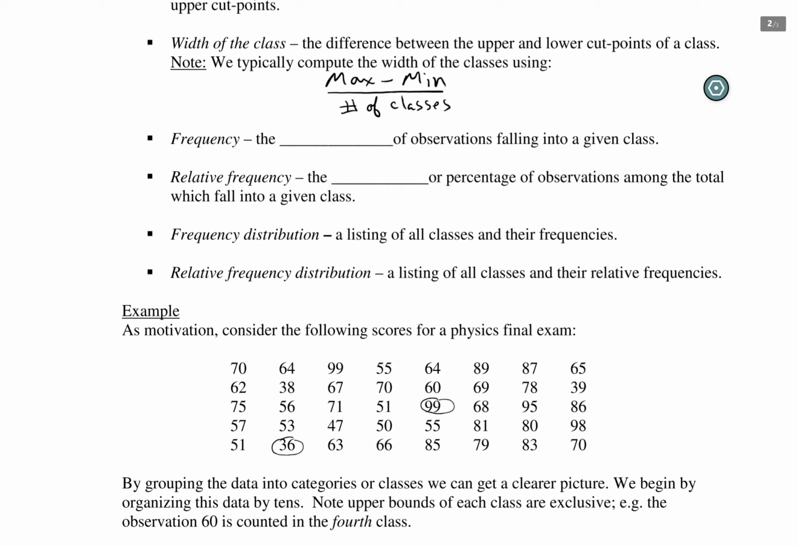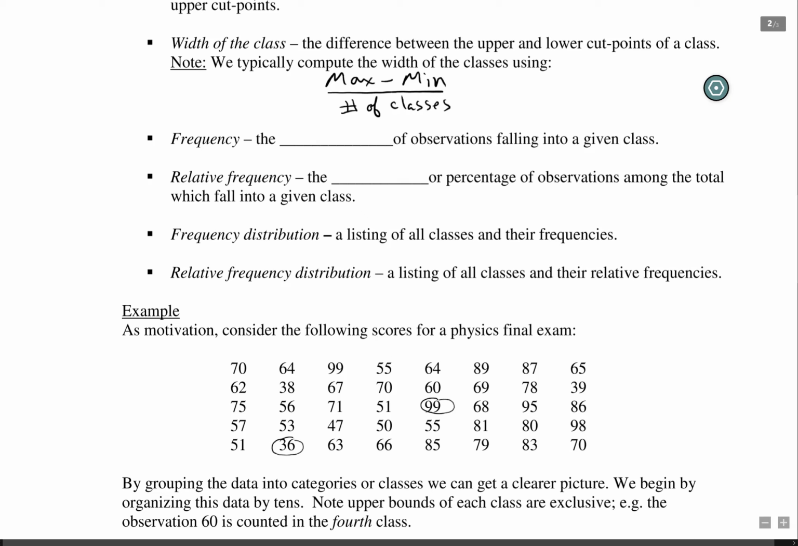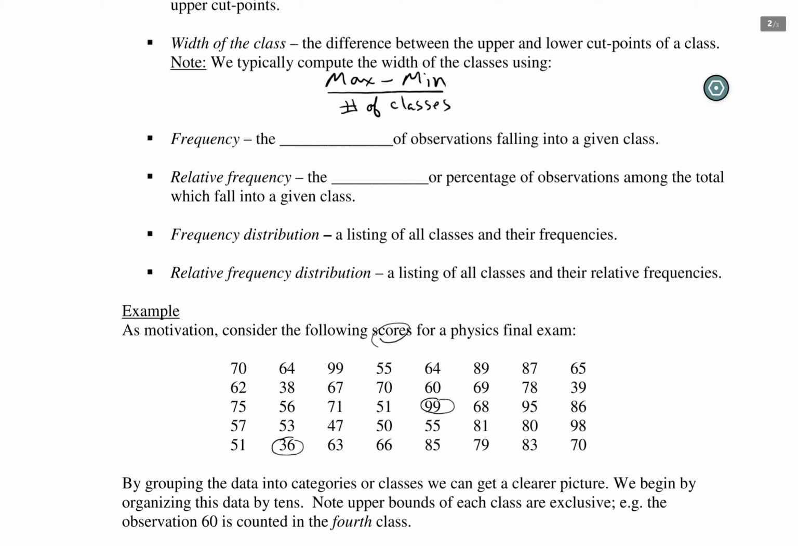Now, it's not always computed this way. We're going to look at an example where it makes sense to come up with our own width regardless of what the max and the min are. In our example, we're dealing with scores for an exam, so it makes sense to have widths of units of 10, because that's how we often think of grades.